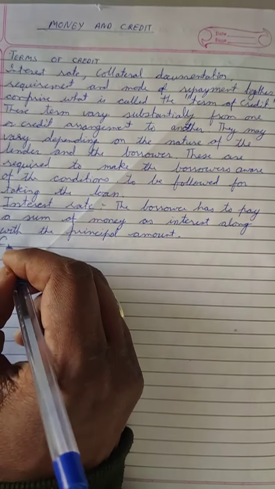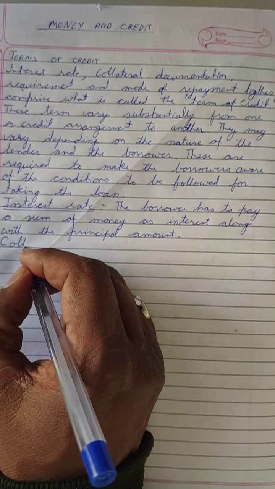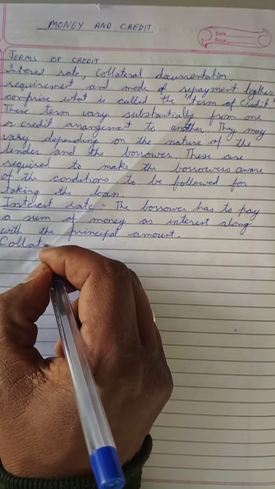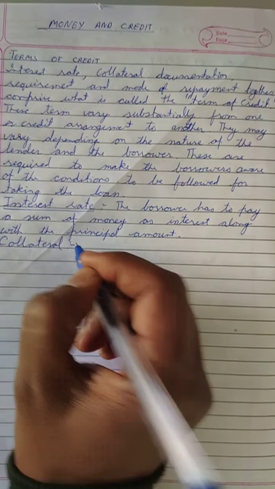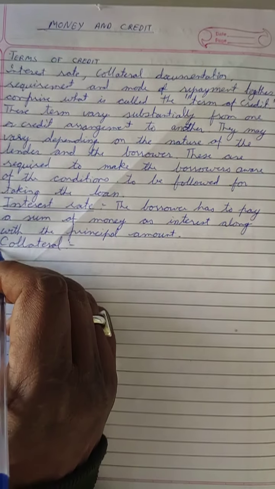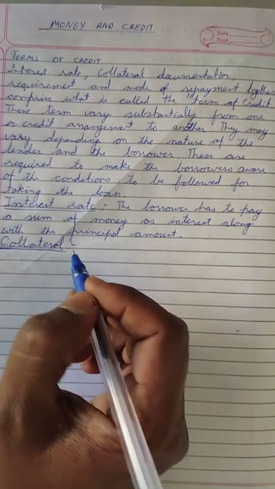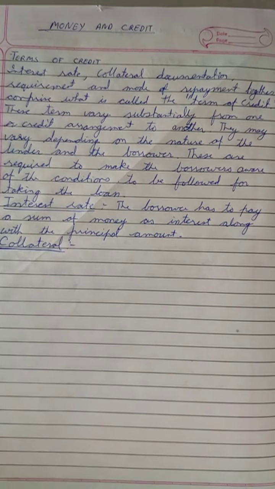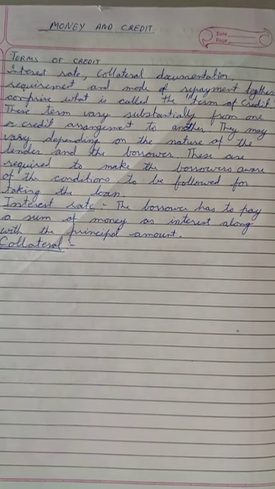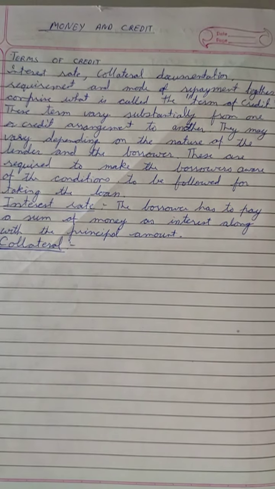Then we can see the collateral. We have already used the word collateral. We say a gold loan, you heard about the gold loan. What does this gold loan mean? Whatever gold you have, you deposit it to a person and he lends you the money, or you can go to a bank and deposit your gold, and according to the gold value, much less than the gold value, you get the money.